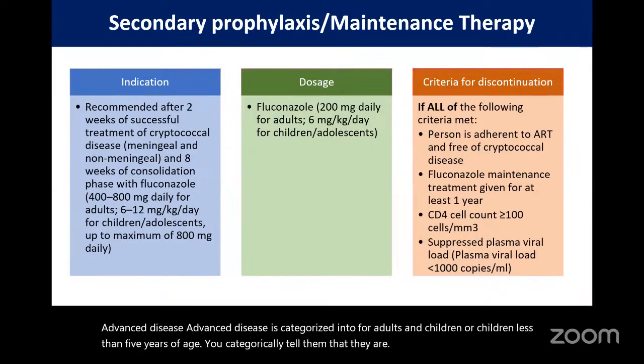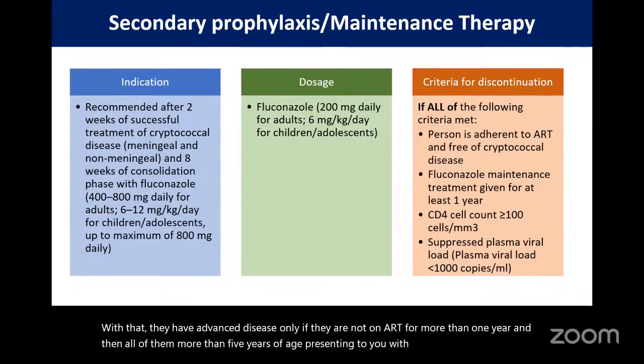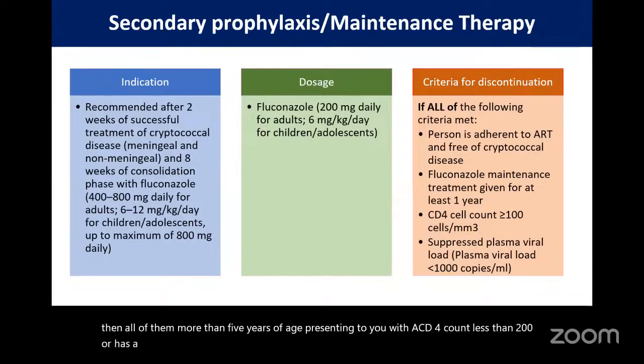They have advanced disease only if they are not on ART for more than 1 year. And then all of them more than 5 years of age presenting to you with a CD4 count less than 200 or a stage 3 or 4 infection, you categorize them as advanced disease. Now, once you categorize them into advanced disease, you have to ensure 5 important things.